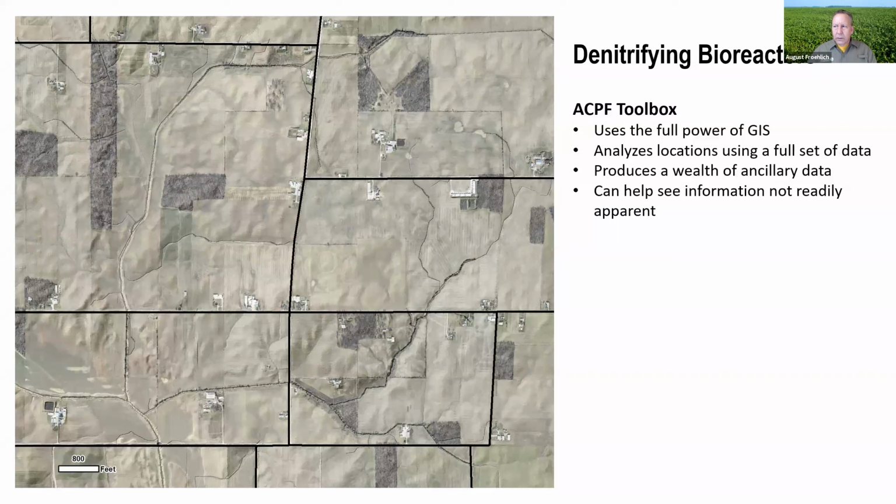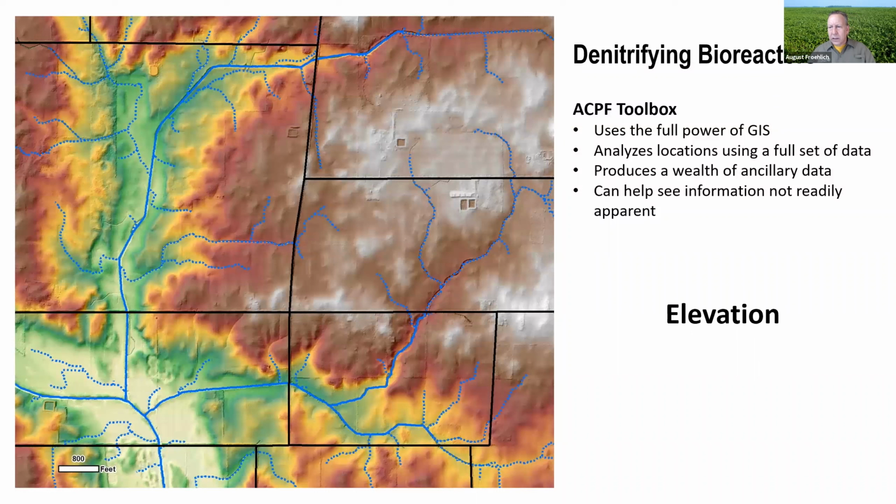Now, one of the great powers of the ACPF Toolbox is that it does use the full power of GIS to allow you to see things that aren't readily apparent. This is the standard watershed that we've been using in all of these presentations. You can see some various land uses. There are some forest areas, some agricultural fields, houses, barns, roads, and streams.